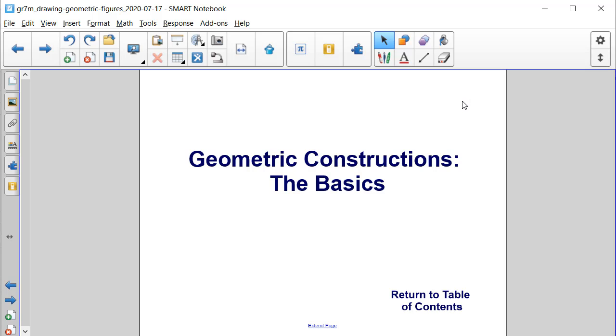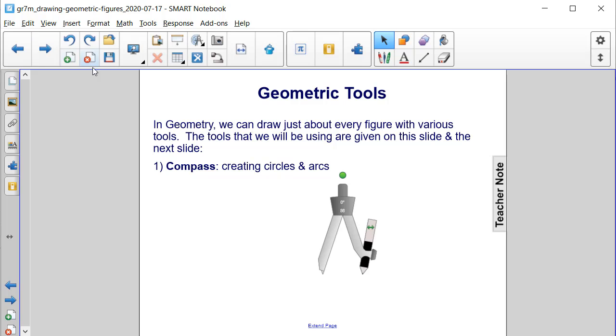Geometric constructions, the basics. In geometry, we can draw just about every figure with various tools. The first tool that we're going to start off with is what's called a compass.